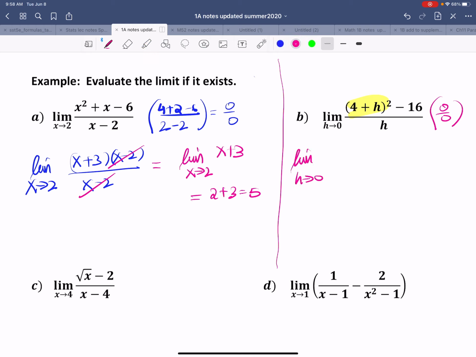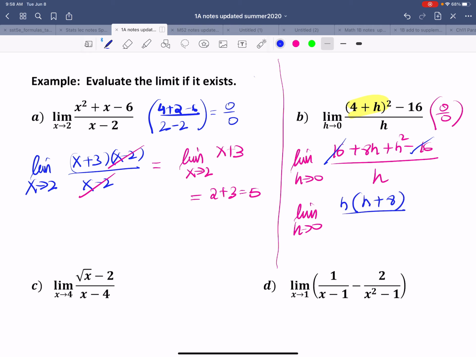Limit as h approaches 0. If I FOIL this, that would be 16 plus 8h plus h squared minus 16, over h. We do have positive and negative 16 here, and I'm able to factor an h out from the numerator: h plus 8, divided by h. Now we can cancel this, and we're left with the limit as h approaches 0 of h plus 8, which turns out to be 8, and that's my limit.